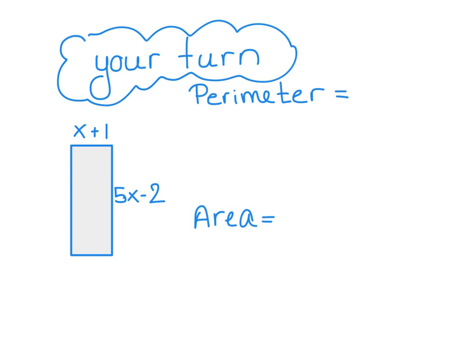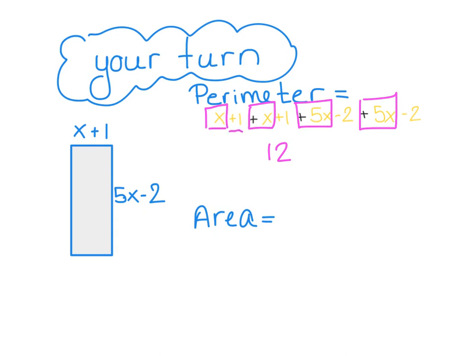Okay, it's your turn to practice. Pause the video and see if you can find both the perimeter and the area of this rectangle. Okay, so when you're finding the perimeter, you need to recognize that there are 4 sides that you need to add together. So if you combine all of your like terms, you'll have 12x, and then your constants would be minus 2. So 12x minus 2 units is the correct perimeter.